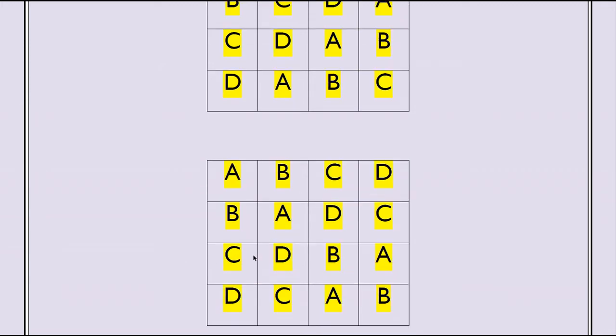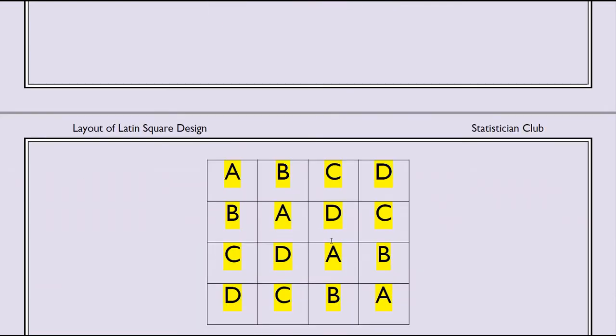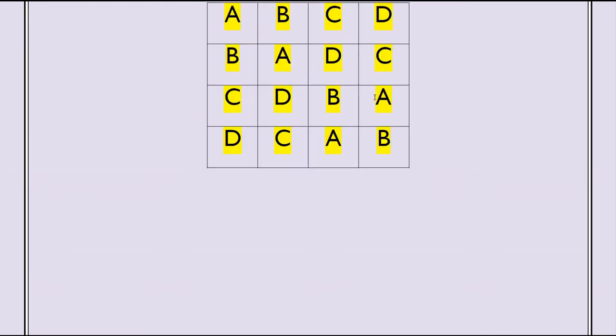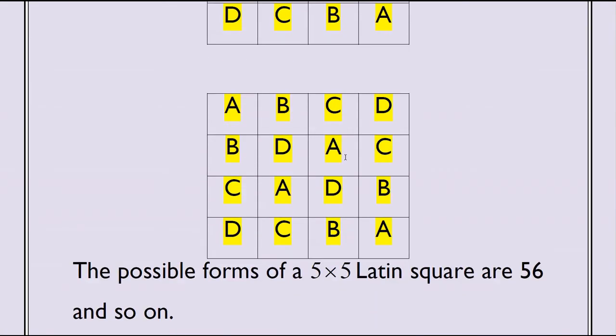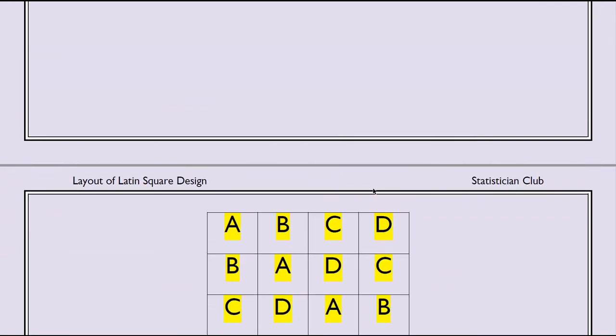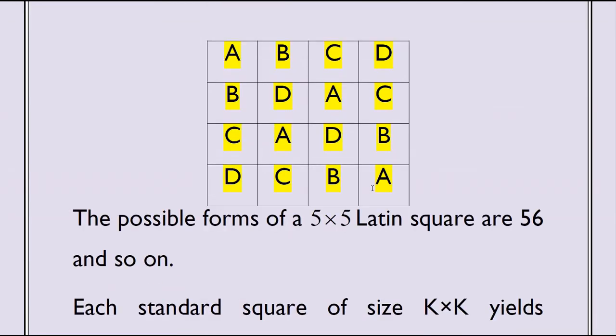And for the third row, the A and B positions are changed. And similarly, the B and C positions are changed. And for the third square, A, B and B, A positions are changed and the remaining positions are constant. And for the fourth, these positions are changed from this. So we can generate 4 Latin square designs.